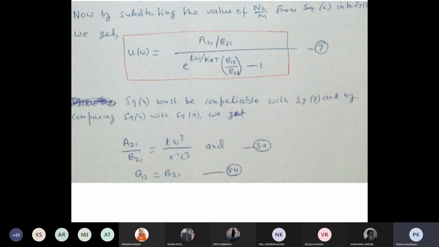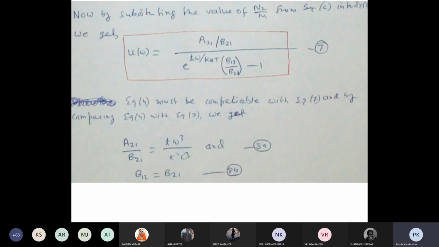So this gives a significant outcome: the probability for absorption and the probability for stimulated emission are the same. And the ratio of the probability for the spontaneous transition divided by the probability for the stimulated transition is equal to h cross omega cubed by pi squared c cubed. So these relations are important.